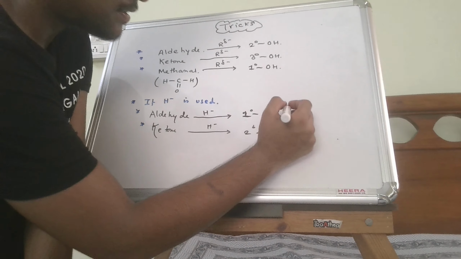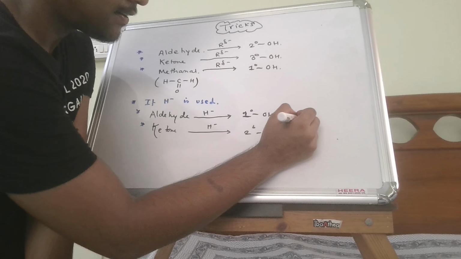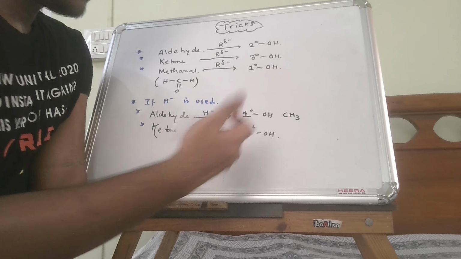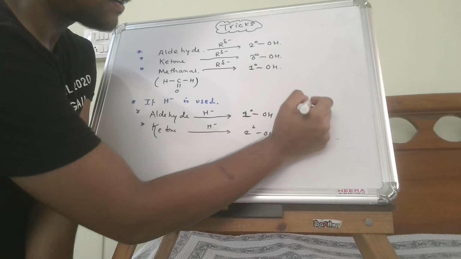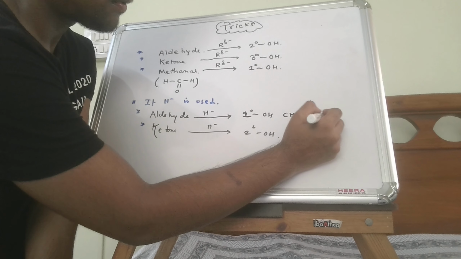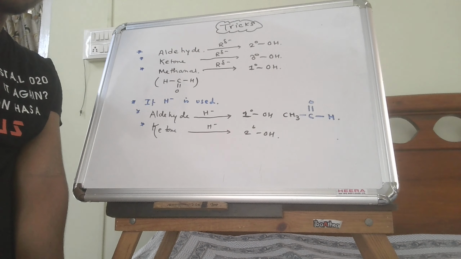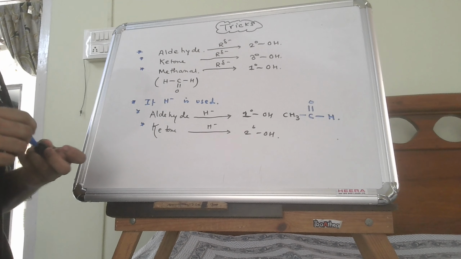Suppose here we are using CH3 C double bond O H. We are using CH3 C double bond OH.